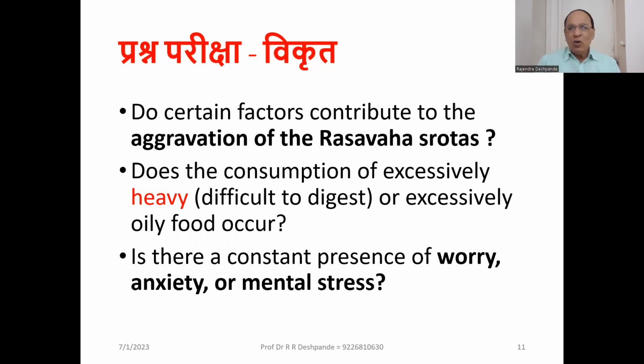Ati pravrutti sangova, siranam granthayopi va, vi marg gamanam chapi, srotasam dushti lakshanam. The general signs and symptoms of the pathological conditions are atipravrutti, excessive flow, and sanga, obstruction, siranam granthayopiva, maybe thrombus or embolism like conditions, and vimarga gamana, losing the main track because of the obstruction. That can happen.